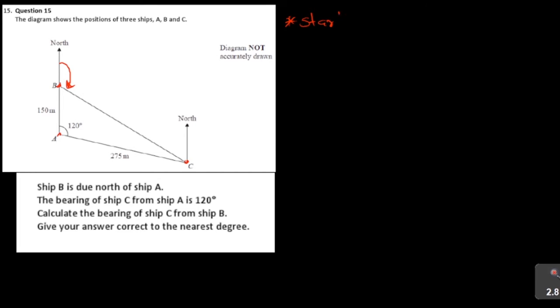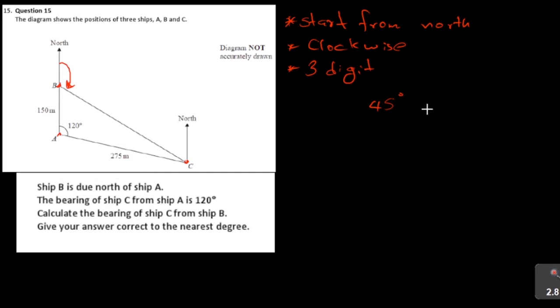Start from north. Then what are the other two? Then you go clockwise. You should measure the angle clockwise. And what is the third one? Three digits. Say your answer was clockwise 45 degrees. Writing just 45 is not enough. You have to write 045 degrees like that.